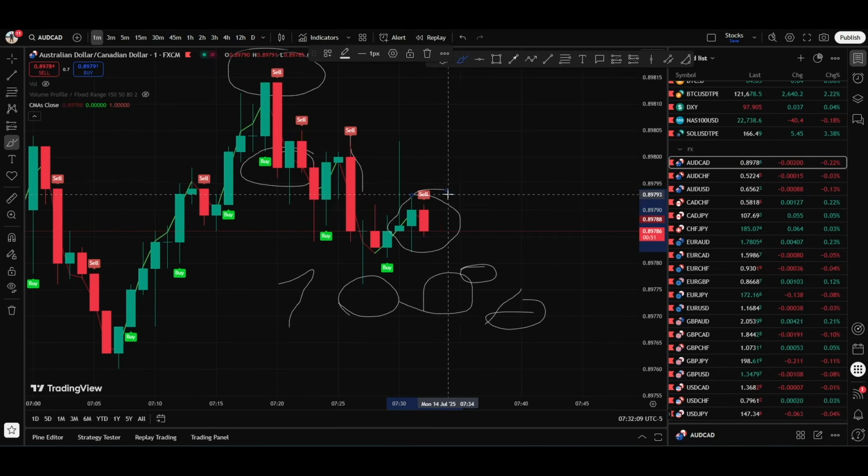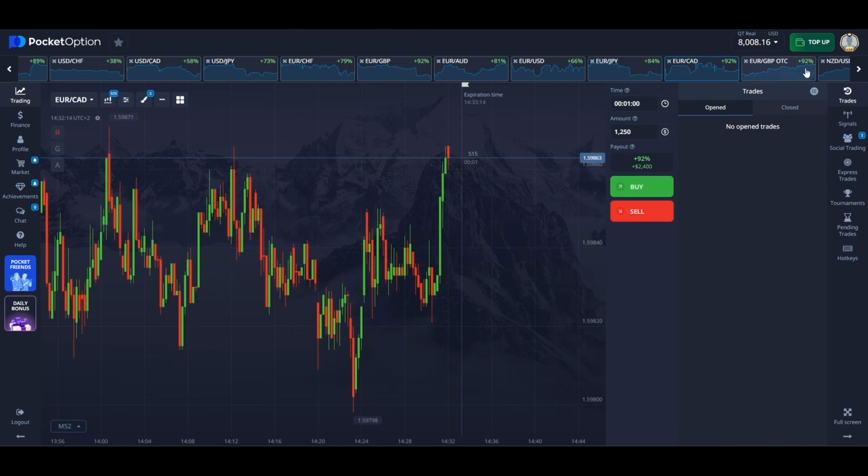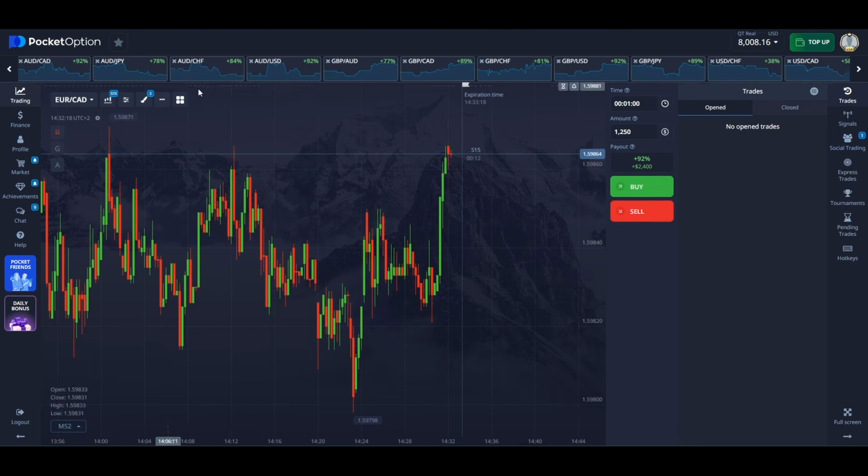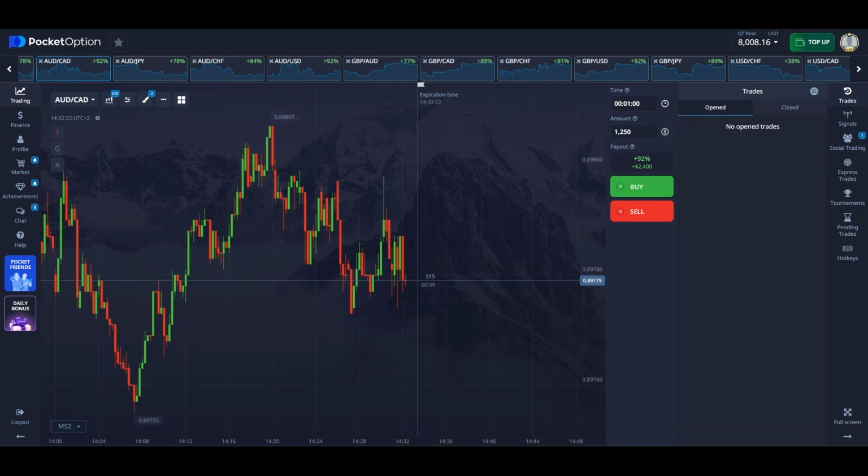Australian Canadian dollar, this currency pair again. I'm selecting this currency pair on the platform. Let's pick it. Australian Canadian dollar. Where is it here? Here's the currency pair, and we have a sell signal here. I'm opening a sell trade right from here.